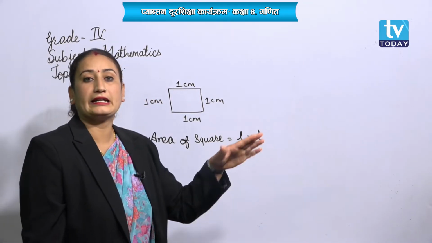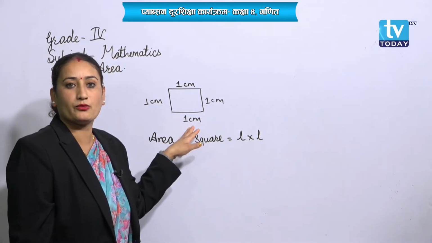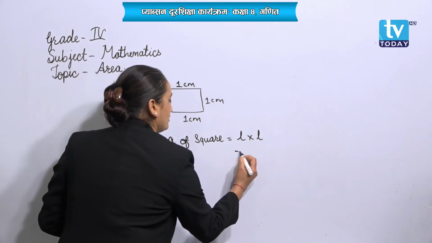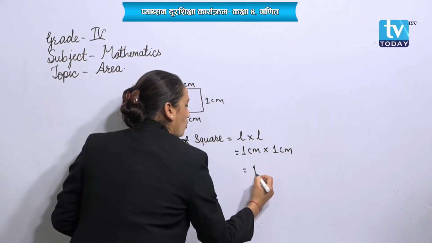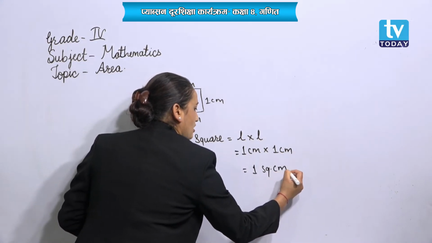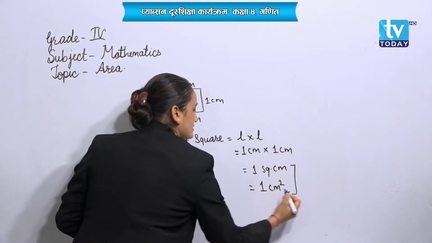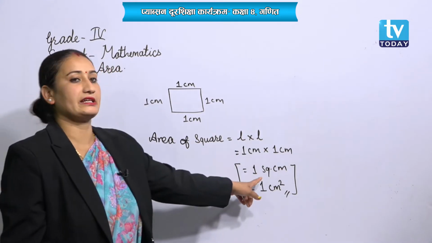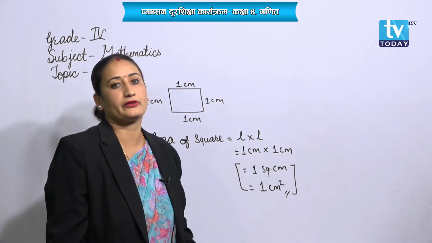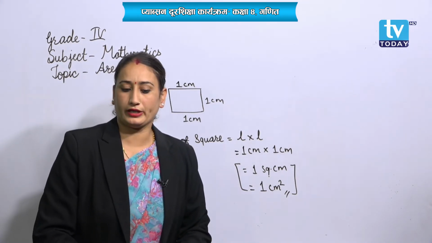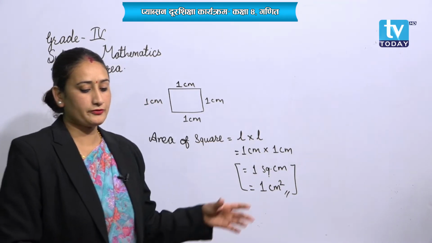L denotes length, and here the given unit is 1 centimeter. So you can write here 1 cm times 1 cm. It will be 1 square centimeter, or we can write it as 1 cm square. Both are the same. Either you can write it in the upper part or at the bottom, whichever you prefer. Okay students, after this, let's move to the next picture.